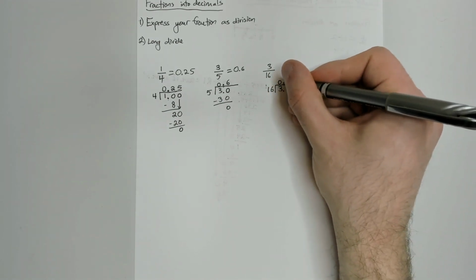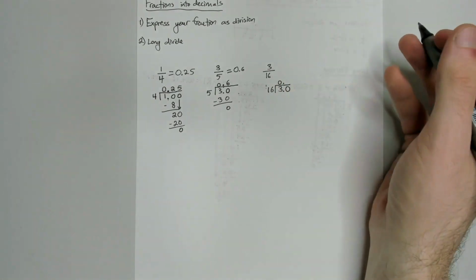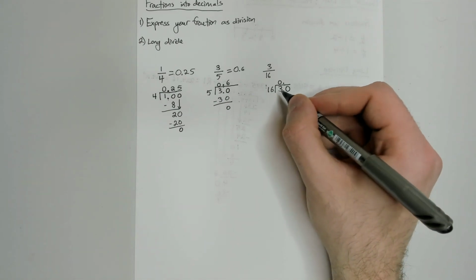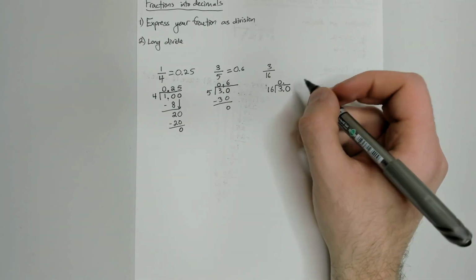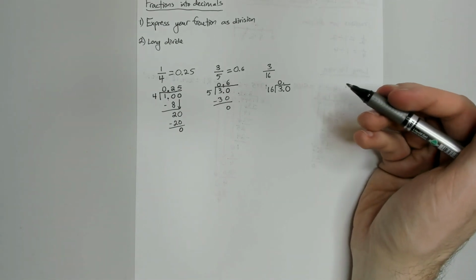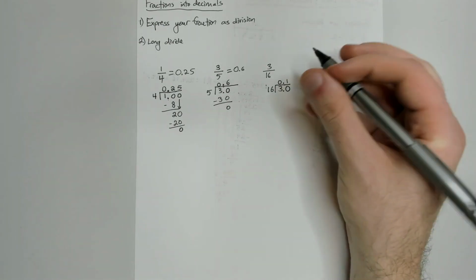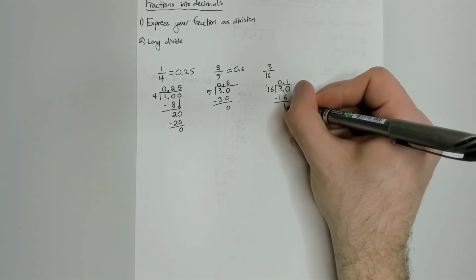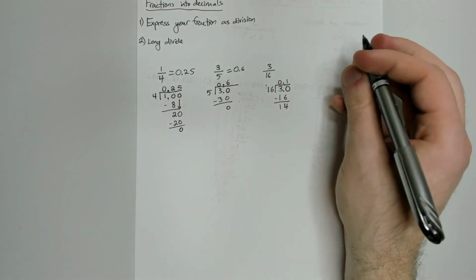And then we will add in our 10th spot, our filler 0, which again is the same as just 3, just like we did with this example over here. So how many times does 16 go into 30 now? Well, 16 times 2 is 32, so that's already too big. So it only goes in once. So 1 times 16 is 16. 30 minus 16 is 14.